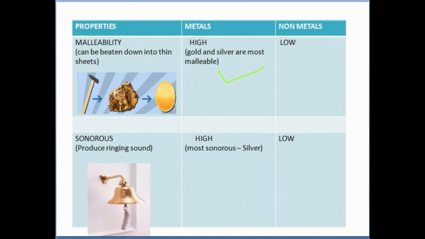Then we have the other property, that is sonorous. Sonorous means producing ringing sound. Bells are used, so they are metals. Silver is the most sonorous. So they make lots of noise, lots of sound. That is because of this property of metal.